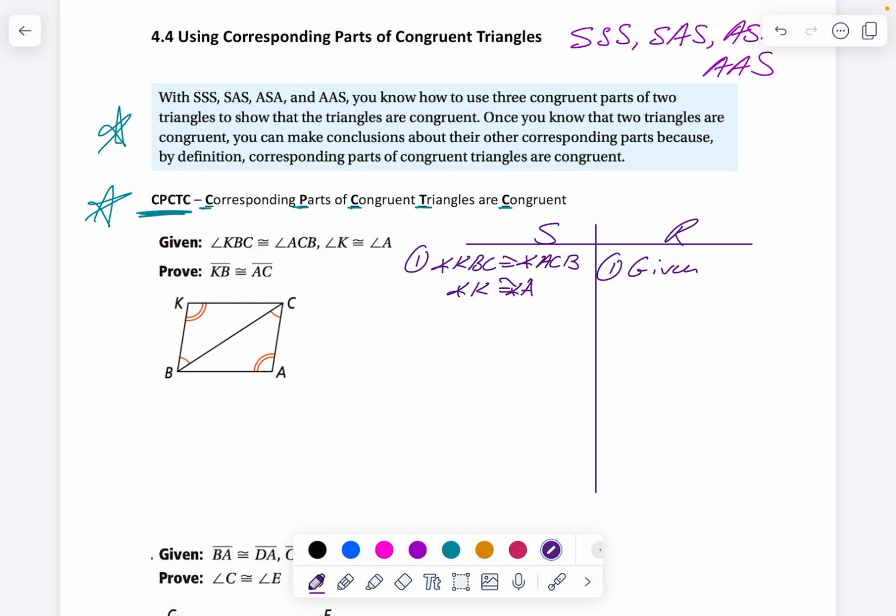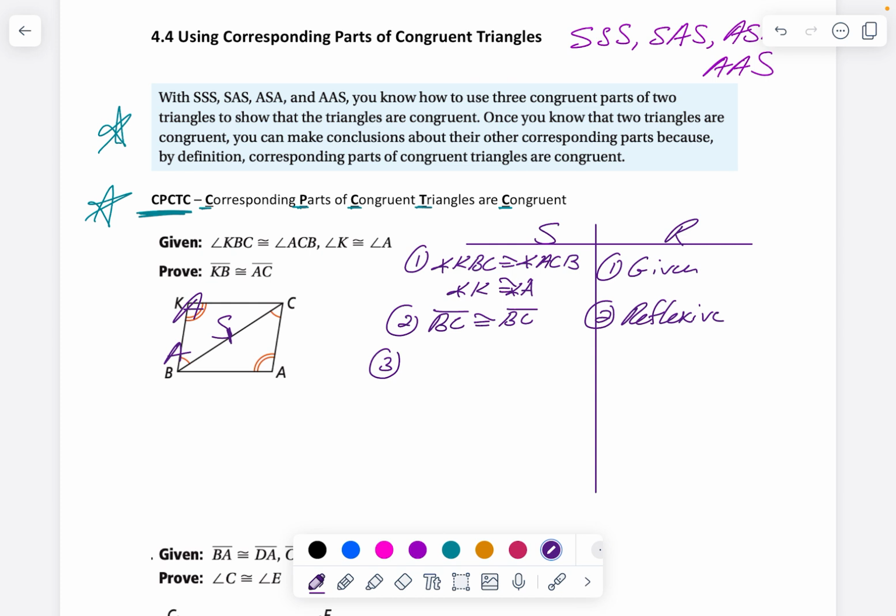Now we go to the diagram and we say, is there anything else we can see? Remember, things that we can mark are vertical angles or reflexive sides. And in this case, we have this reflexive side right here. So we can say that BC is congruent to BC because that side is part of both triangles, and that is the reflexive property. So now I see three things marked. It looks like A, A, S. And so we can now say that those two triangles are congruent.